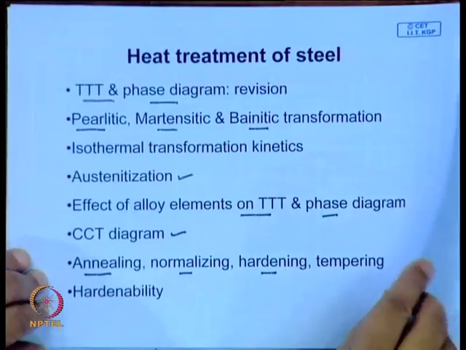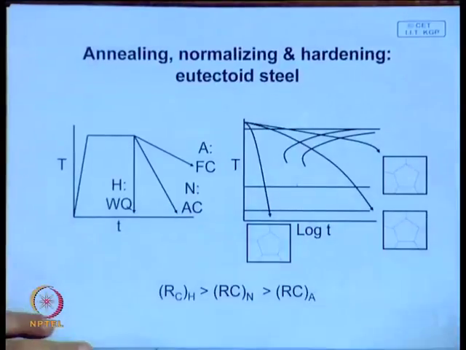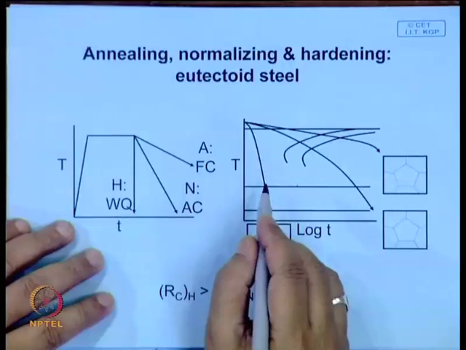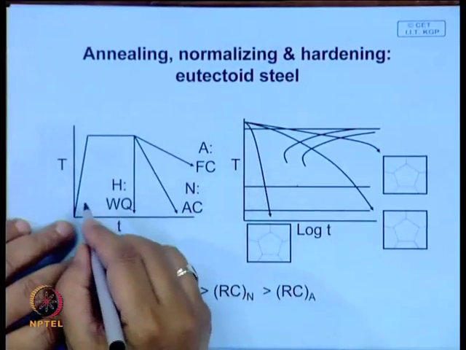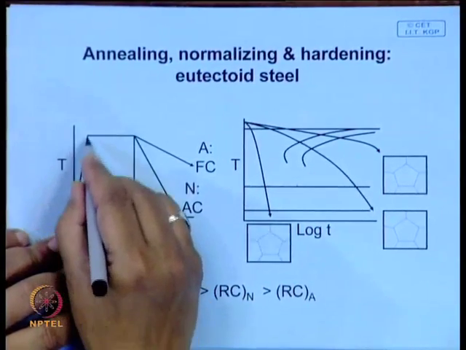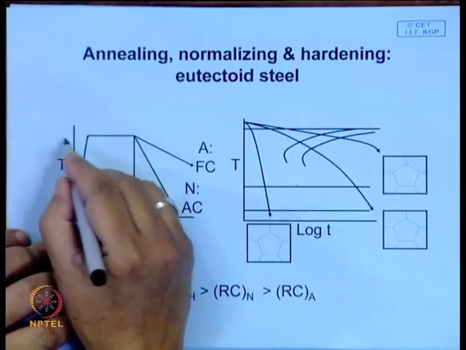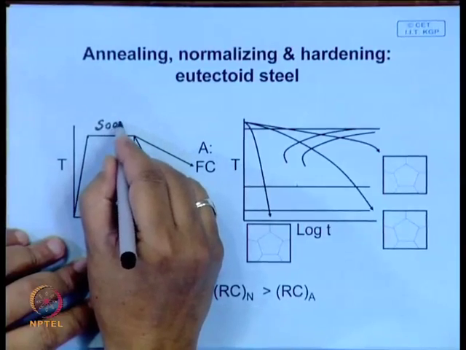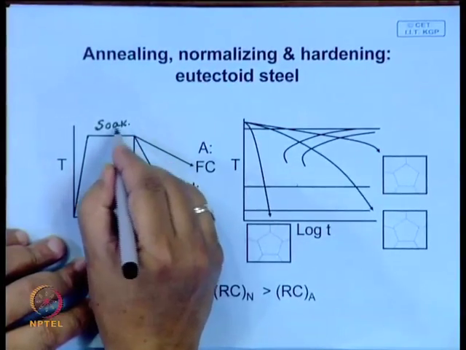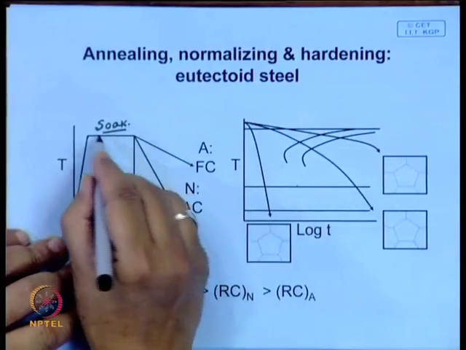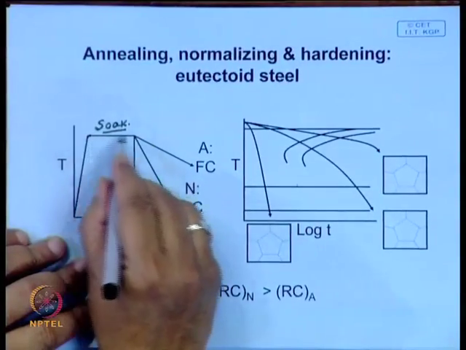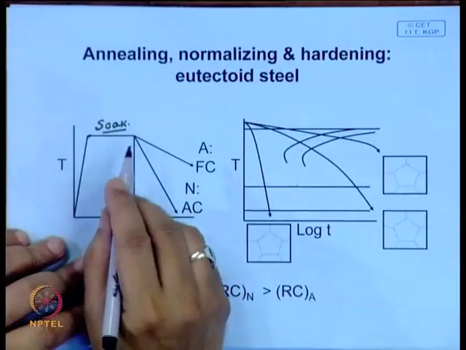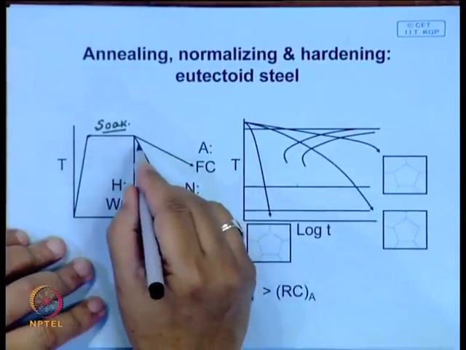If we look at these three heat treatment processes for eutectoid steel, what we do is we take the piece of steel and heat it to a temperature. So, this is the heating cycle, this is the soaking cycle. You have to soak it for a certain length of time, so that the temperature from the surface to the center of the job becomes uniform, and this whole time will depend on the size or dimension of the job.